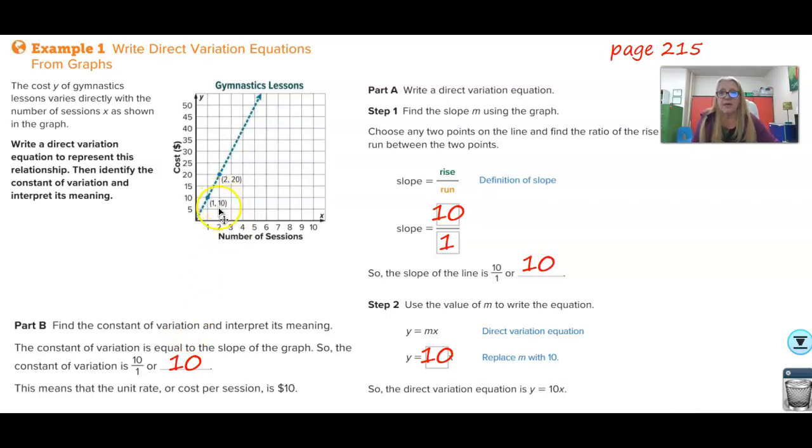Okay, well, here we start at (0, 0). You have taken no lessons and you have paid no money. After you have one lesson, you have paid $10. So the slope is 10 over 1, which means for every lesson you take, you pay $10. So you take 2 lessons, you pay $20, all right? So 10 is the constant of variation, or the slope.